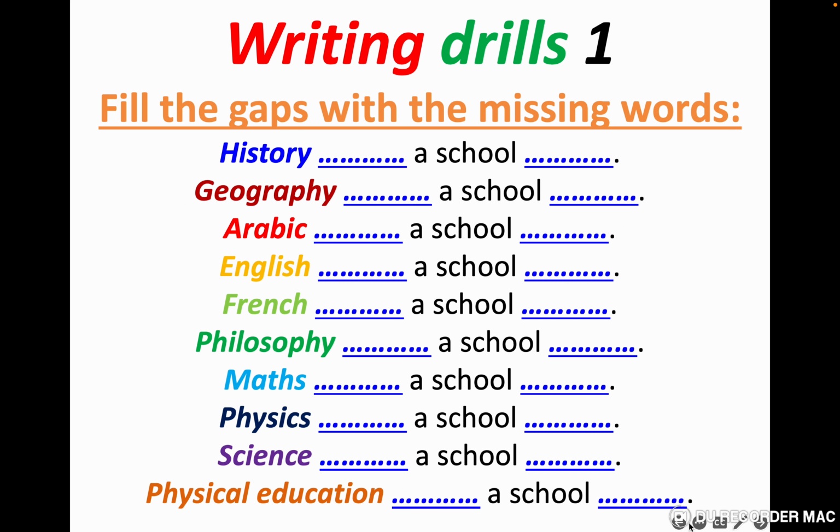So here we have history, verb to be, a school what? A school what? So geography, a school what? Arabic, English, French, philosophy, maths, physics, science, physical education. So you know just the verb to be in the singular form and the name of these things. Or history, geography, what do we call them in English? Let's go to the next slide.